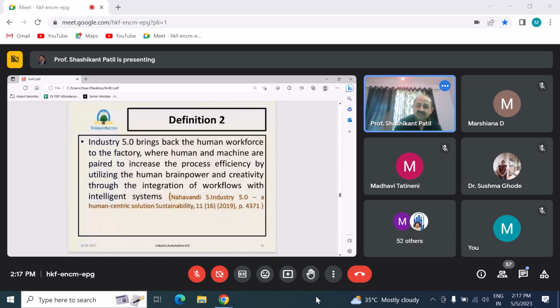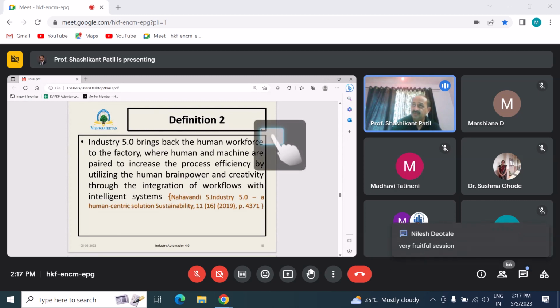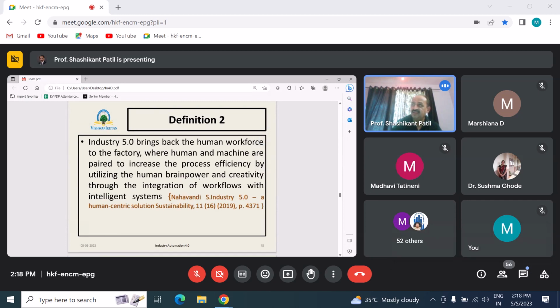Then there is another definition given by Nahawandi, from the journal Human Centric Solution Sustainability. They have contributed one paper on that, and they are saying that Industry 5.0 brings back the human workforce to the factory, where human and machines will be interacting, and they are paired to increase the process efficiency, by utilizing the human brain power and creativity through the integration of workflows with intelligent systems. I already told about intelligent systems. Means here you don't need to waste your time, energy. What are complex, tedious, cumbersome, repetitive, redundant tasks can be delegated to robots or cobots. Collaborative robots are coming. Okay, so this is another aspect.